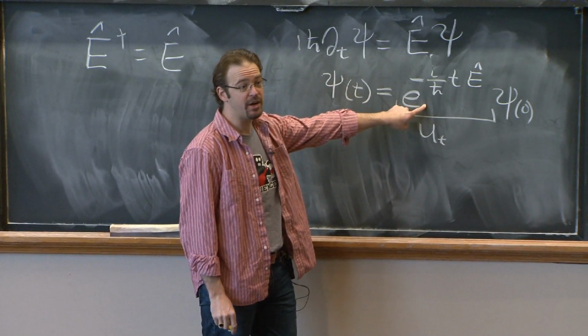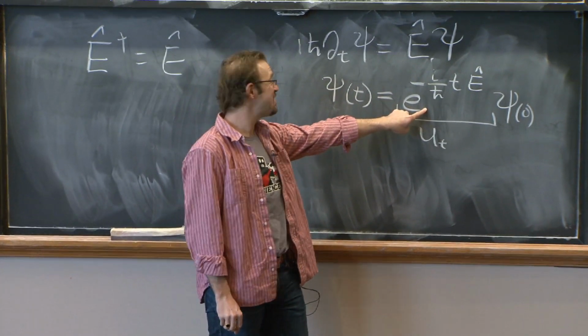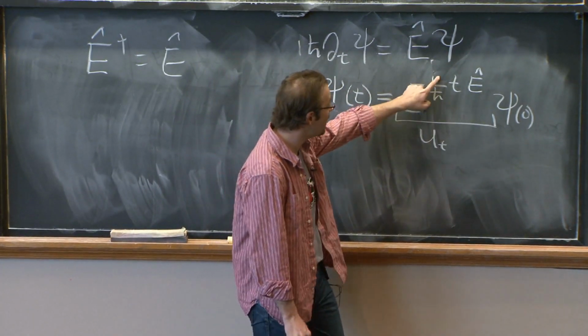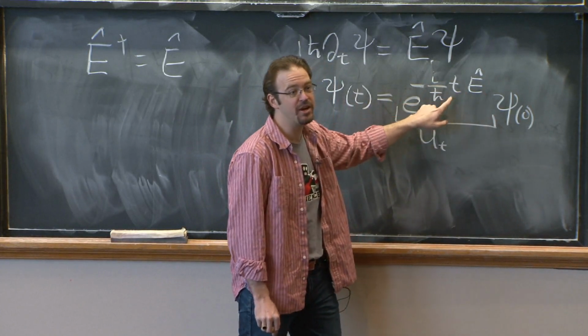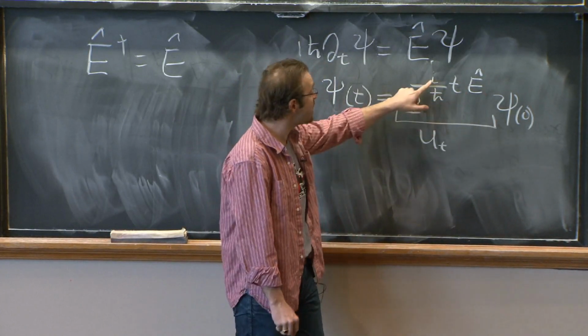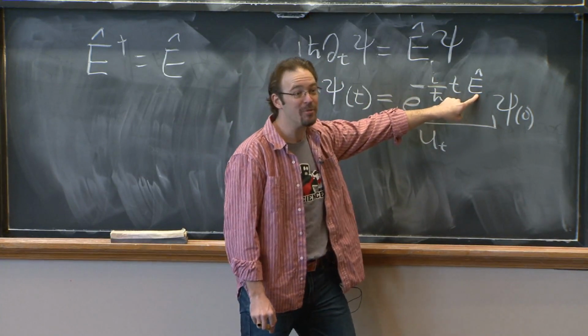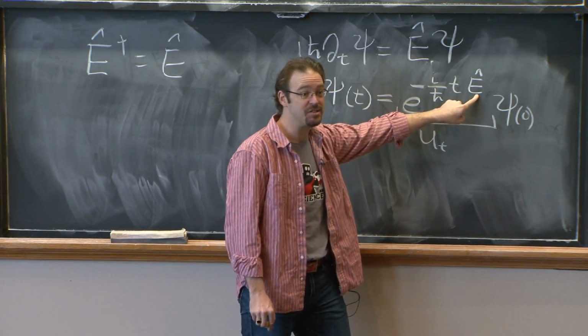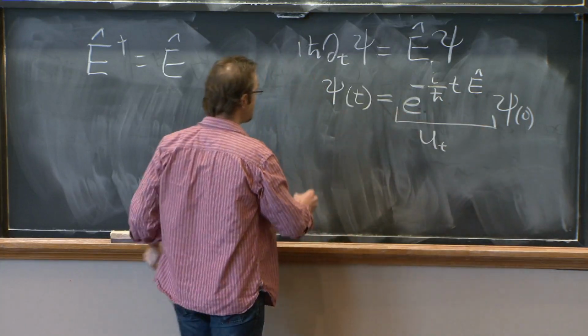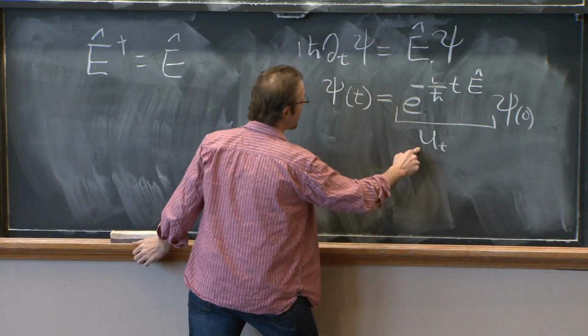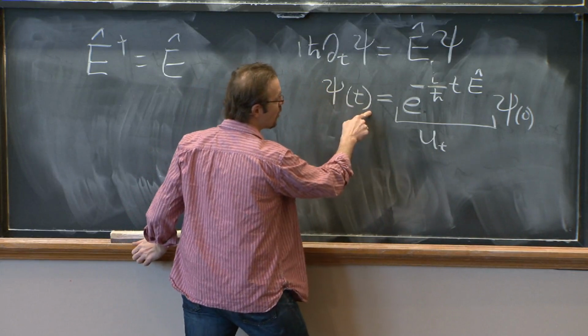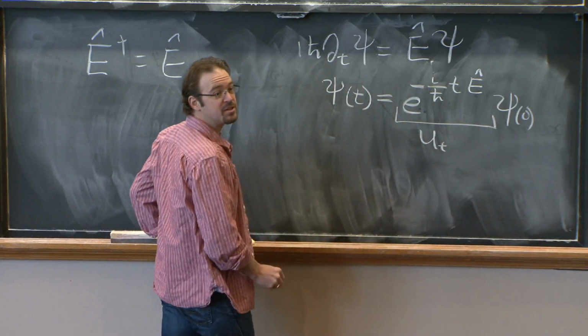And the way to see it's unitary goes back to the exam. The way to see it's unitary is this is e to the i Hermitian operator. t is a real number, h bar is a real number, so this is e to the i Hermitian operator, and anything of the form e to the i Hermitian operator is unitary. Its adjoint is its inverse. What that tells you is that since this is unitary, it preserves the magnitude or the norm of the wave function. So probability is conserved.